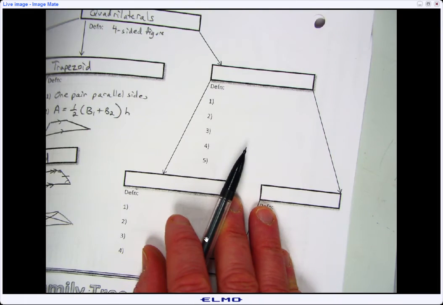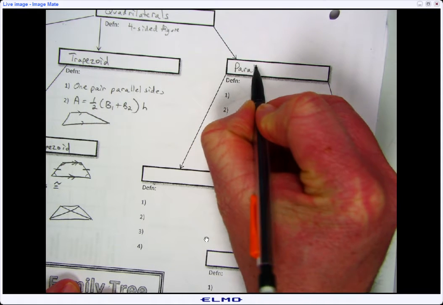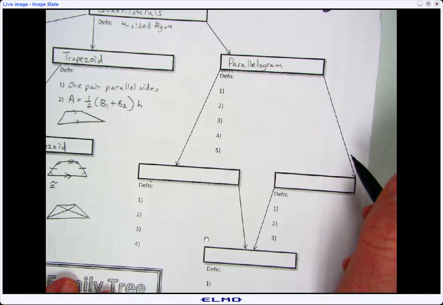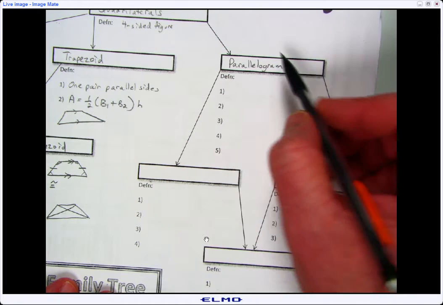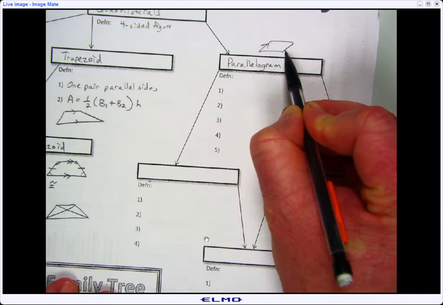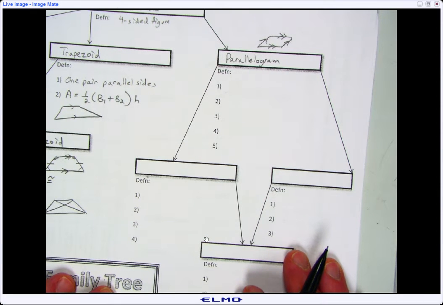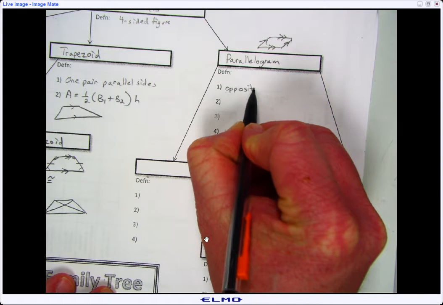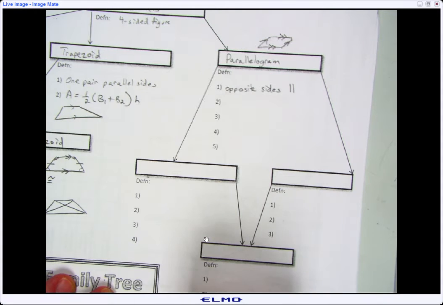Now, two sets of parallel sides. Parallelogram, and it's a quad with both opposite sides parallel. So we made a sketch earlier, but it's good to have it here with that picture. It's on the other side of this paper. So opposite sides are parallel. And if you want to abbreviate parallel, there's an abbreviation.